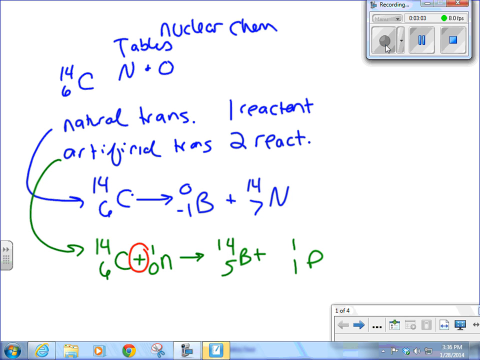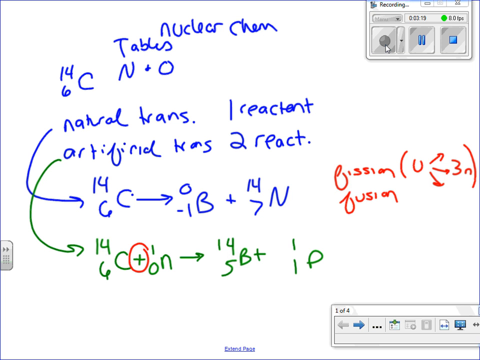There are two specific types of artificial transmutation. We have fission and fusion. Fission is division. Okay, this is the one with uranium, and it splits off into 3 neutrons. It gets hit and it breaks apart into 2 different things. Fusion involves helium and hydrogen only. Maybe some protons and neutrons, but that's it. Only heliums and hydrogens. Just because you see a helium or hydrogen does not make it fusion.